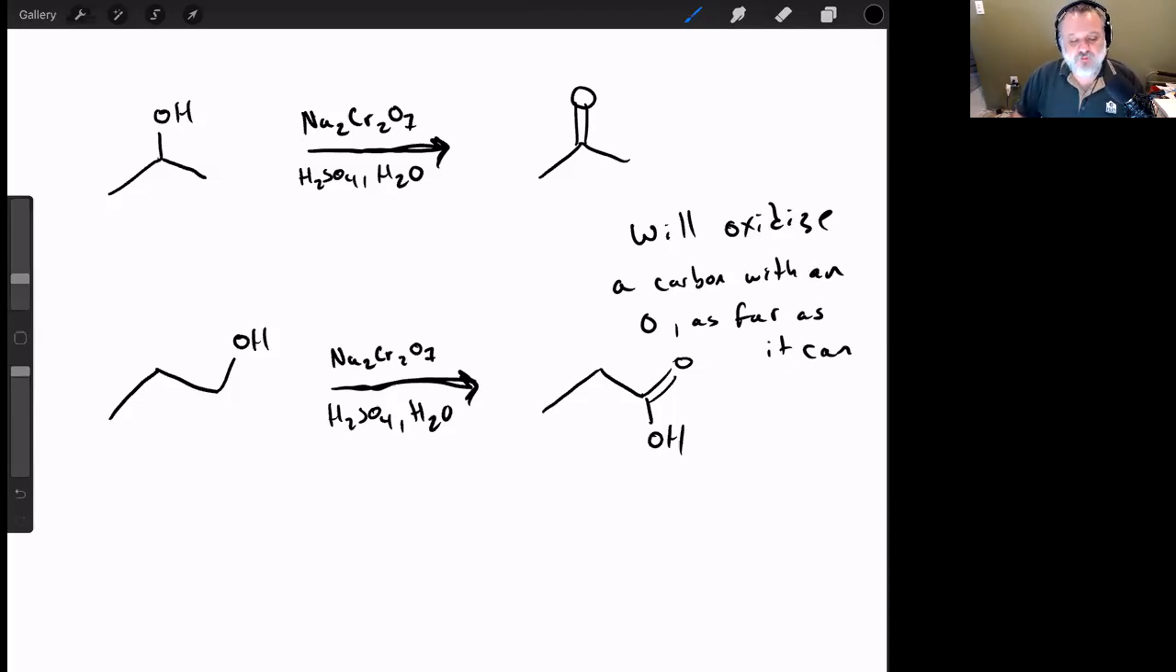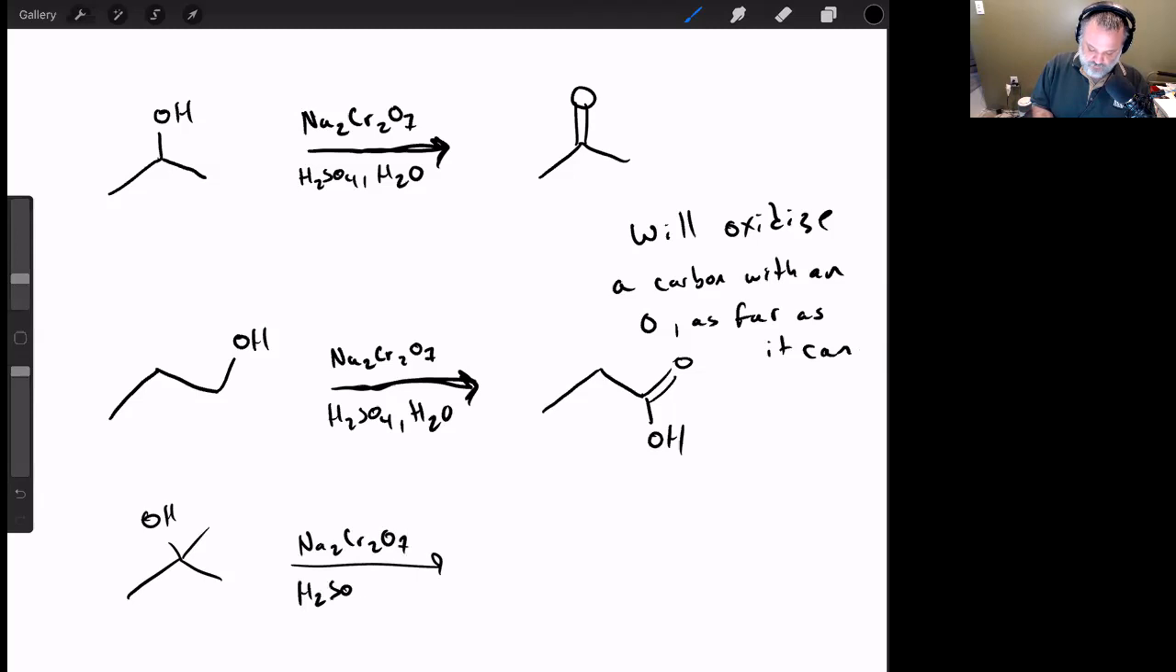In the second case, it's a primary carbon. So the primary carbon can actually continue to oxidize past the aldehyde, which it will do, to form a carboxylic acid. However, if I have a tertiary alcohol and try to react it with sodium dichromate, I get no reaction. Because the carbon that contains the tertiary alcohol is already as oxidized as it can be. It cannot form any additional bonds to oxygen.